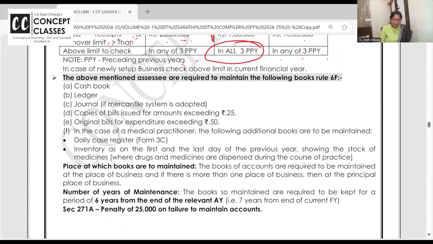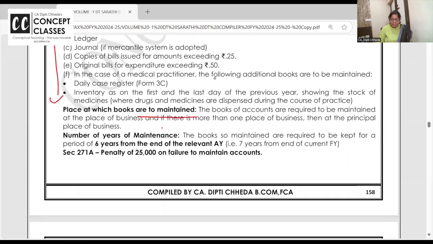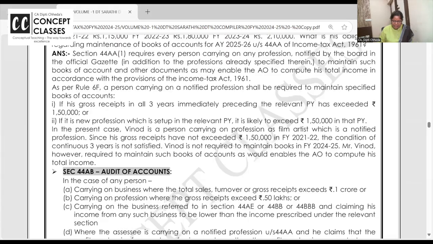Okay. So you have to maintain all these books at the place of the business for 6 years from the end of the assessment year. Financial year is 24-25, assessment year is 25-26, and from there 6 years. So from the financial year, how many years will that be? 7 years. Right? And related to that, questions.